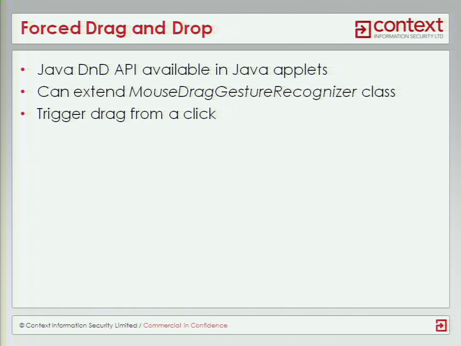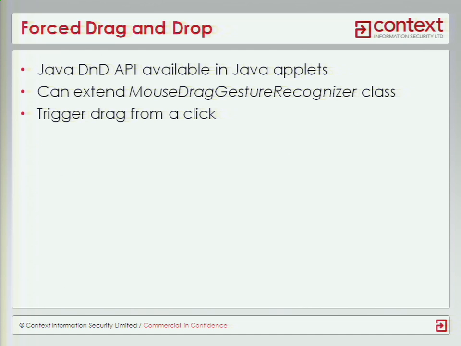Now, Java has its own drag and drop API, separate from the one in web browsers. The API is a bit more advanced than in web browsers, and there are various interesting things that you can do with it. For example, there is a class called mouse drag gesture recognizer. In a Java applet, we can actually override that to change the behavior of how a drag and drop operation works.